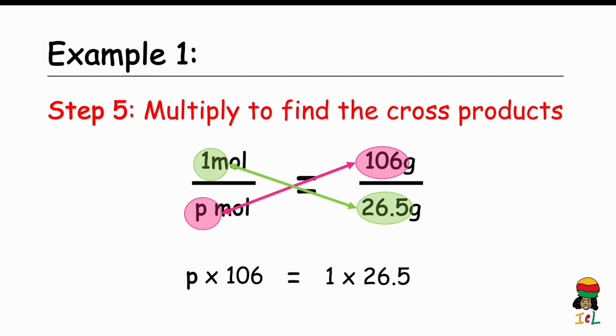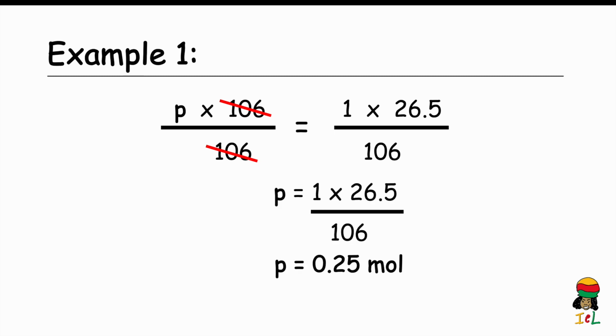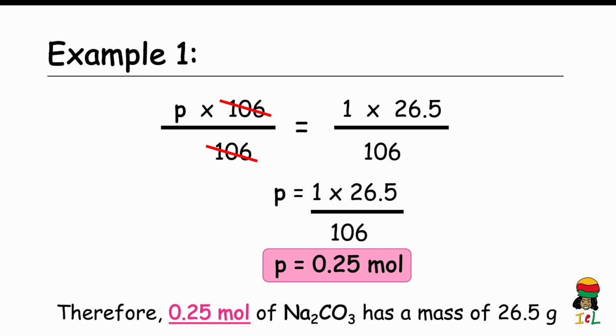Then we solve for P. In solving for P, we divide both sides by 106. And on the left side, we see that the 106 cancel each other, which leaves P by itself on the left side of our equation. So as a result, P is equal to 1 times 26.5 divided by 106. And the answer works out to be 0.25 mole. Therefore, 0.25 mole of sodium carbonate has a mass of 26.5 grams.